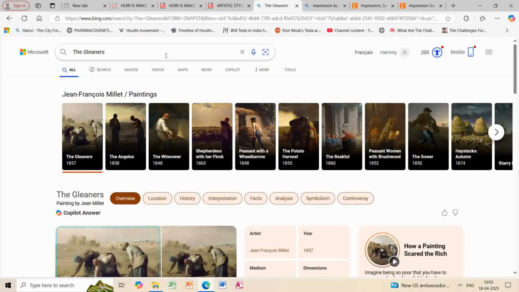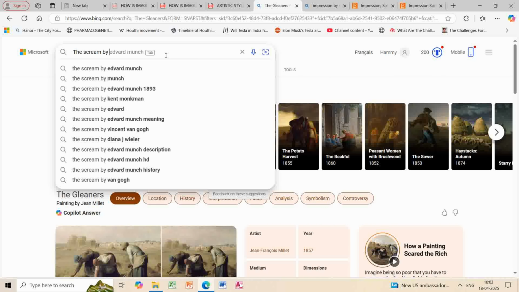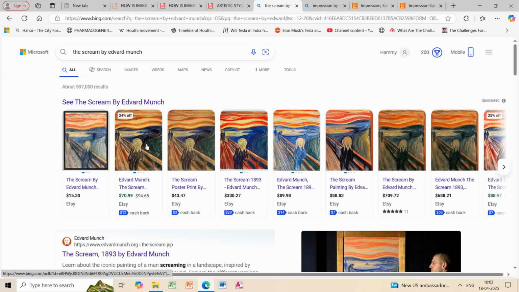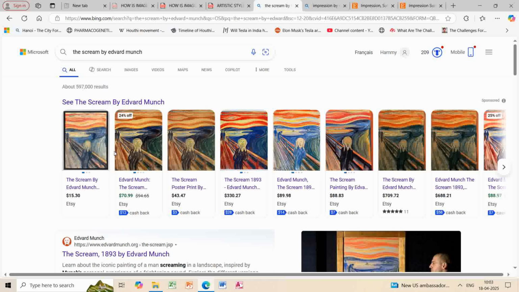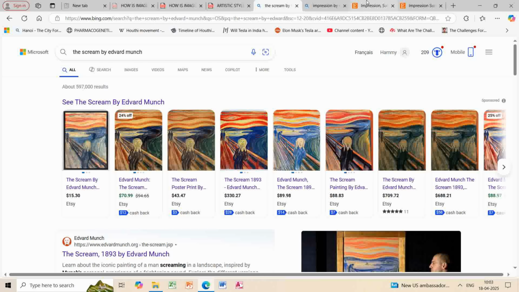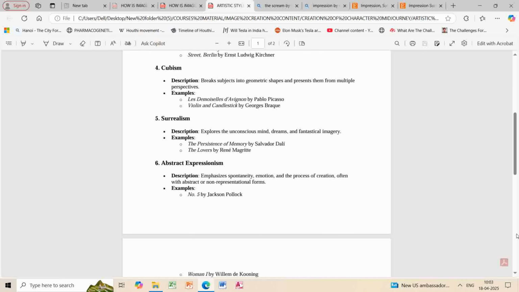So here you can see The Scream by Edvard Munch. This is one of the examples of this artistic style. Here it is not depicting reality, but the focus is more on expressions and emotions. This is the example of the expressionism artistic style.